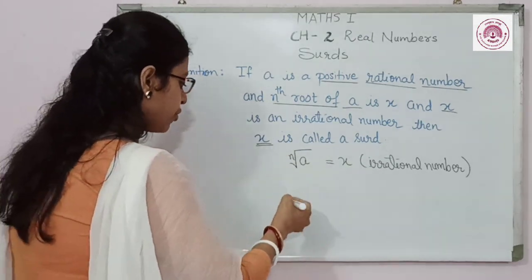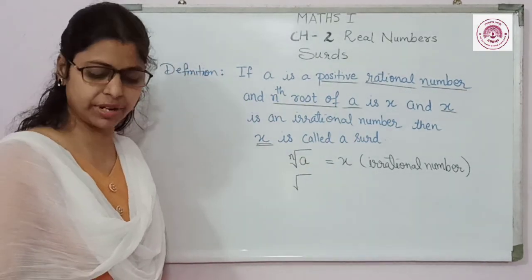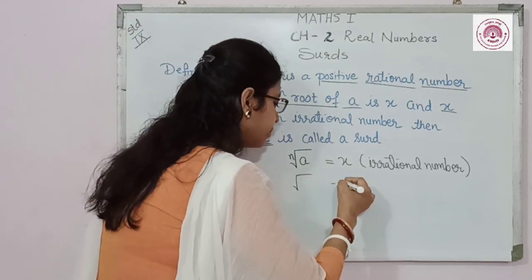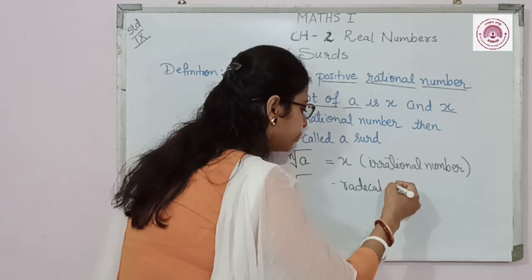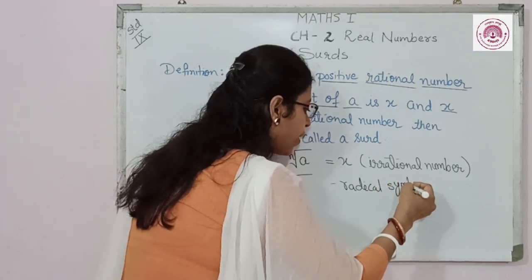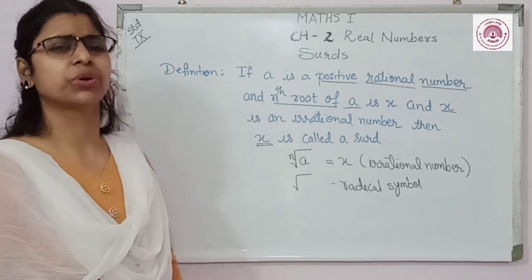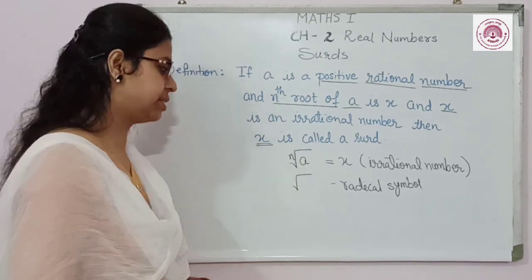First of all, this symbol. What is the symbol called? You have done this last year. So this symbol is called the radical sign. For writing cube root, square root, nth root, we use this symbol, the radical symbol.